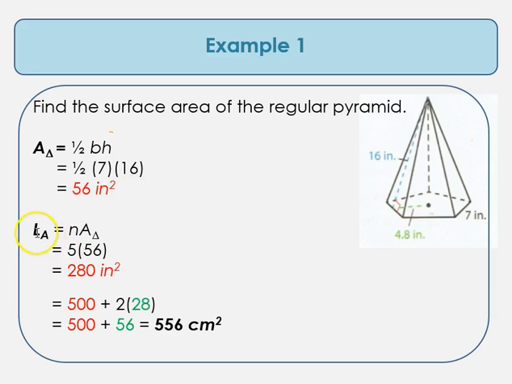Now we'll look at the lateral surface area, and that would be the number of those triangles, so the number times the triangle. We know that this triangle was 56 inches squared, and there are 5 triangles because there is a triangle attached to each side of this pentagon. So 5 times 56 is 280 inches squared. And now we'll solve for the total surface area, which is S equals L plus B.